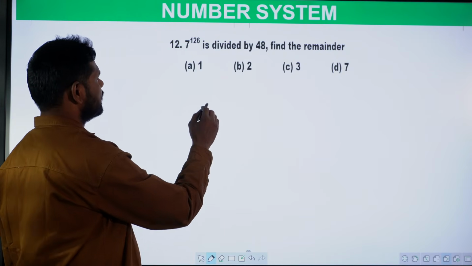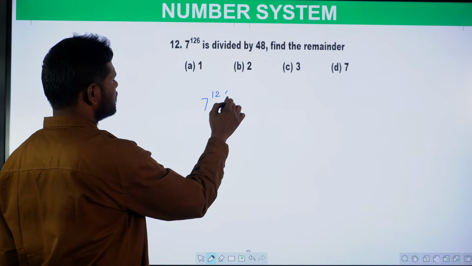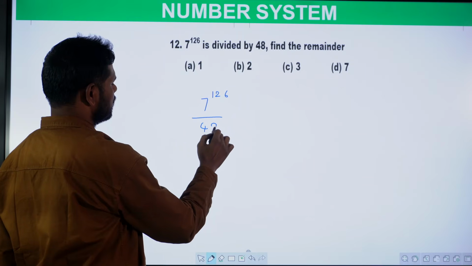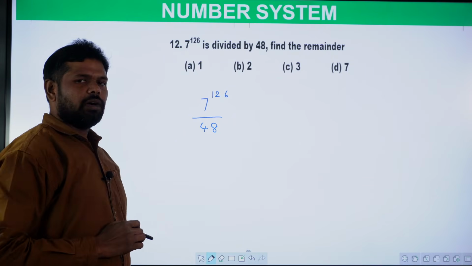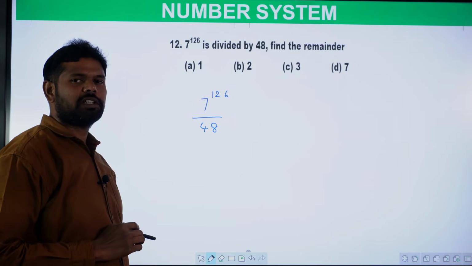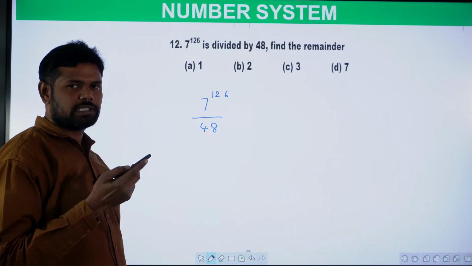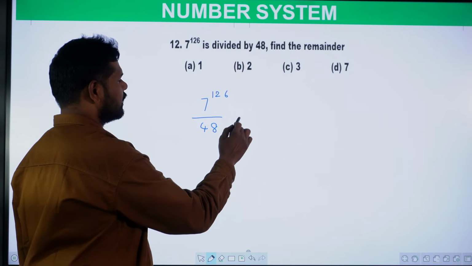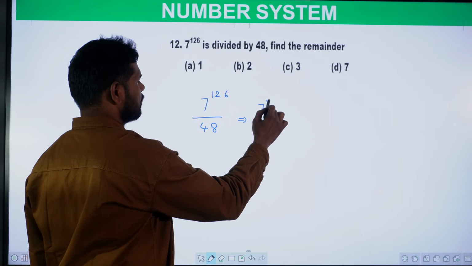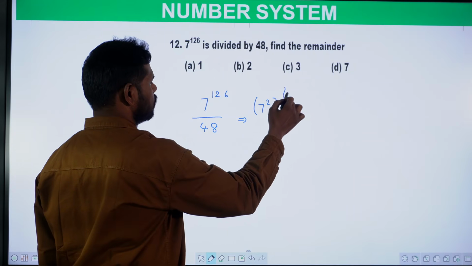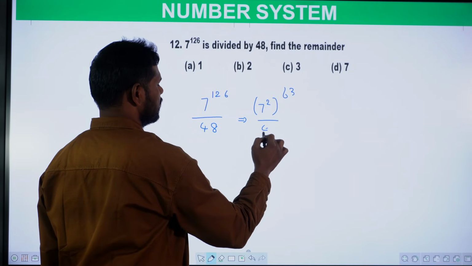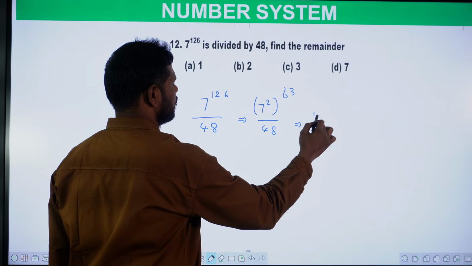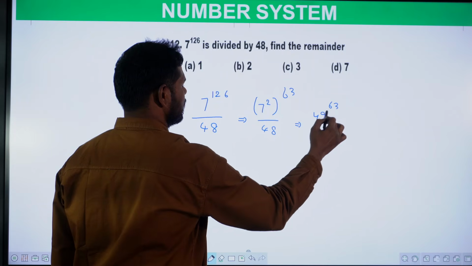7 power 126 is divided by 48. What is the remainder? After seeing 48, the nearest power of 7 is 7 square. We know that 7 square value is 49. Convert that power into 7 square powers: 7 square, 2 6 2 3s, by 48. That's it. 7 square means 49, whole power 63, by 48.